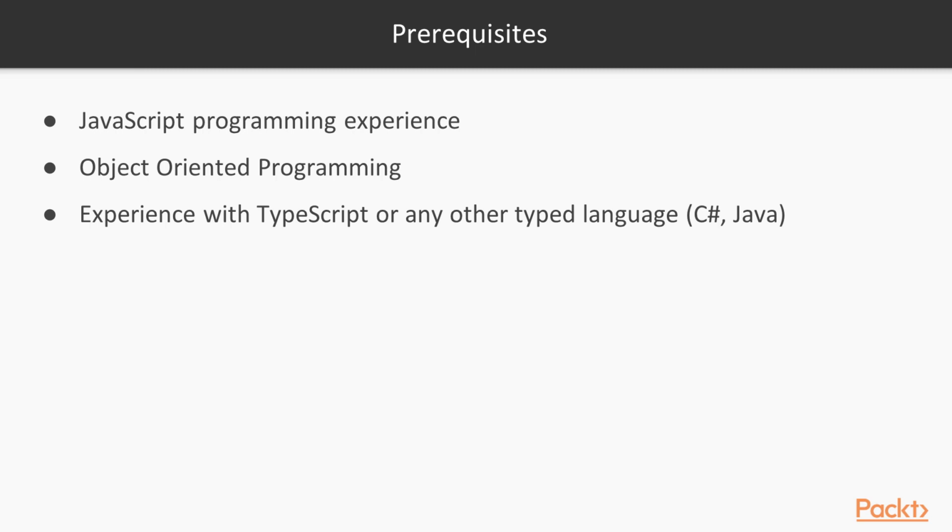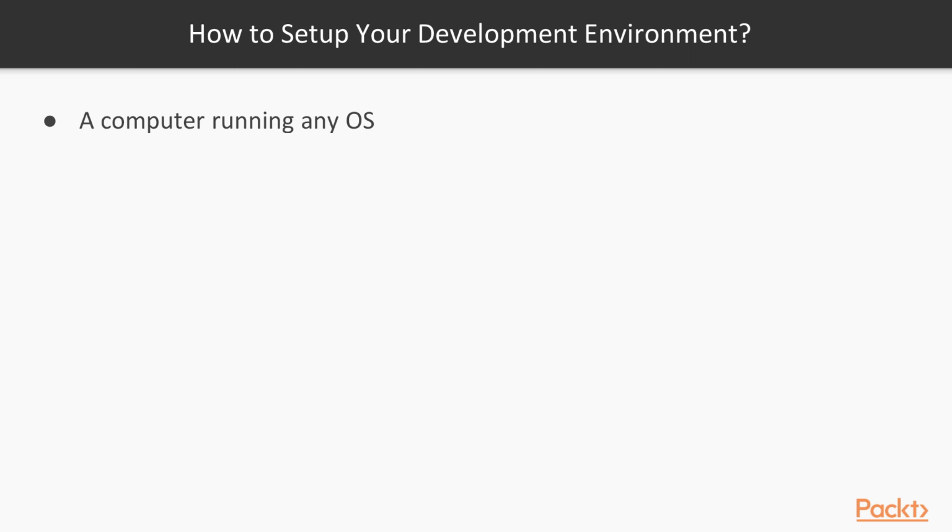That can be either TypeScript, which we will be using throughout this course, or it could be any other typed language, with C# and Java being the most well-known examples. Finally, some exposure to Node.js is recommended, although not an absolute necessity. For simplicity's sake and because we need to focus on the patterns themselves, the coding examples will be run on Node.js.